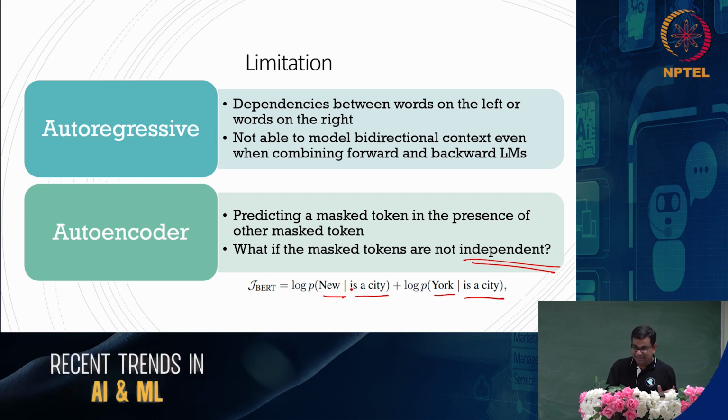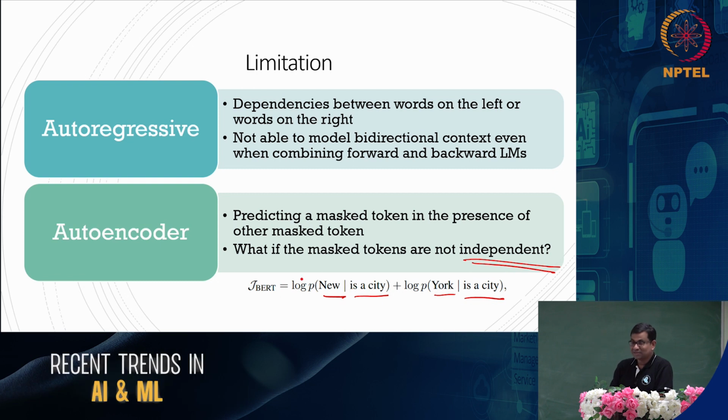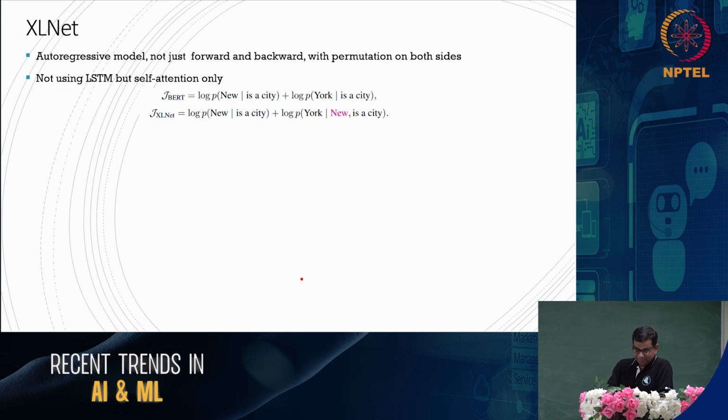So given is a city, I know blank blank is a city. So I know I have to predict a two-word city name, and the first word of the two-word city name is New and the second word is Angeles. So New Angeles is fine for BERT as well because it doesn't know that New and York are dependent.